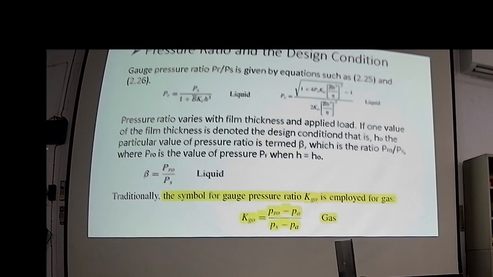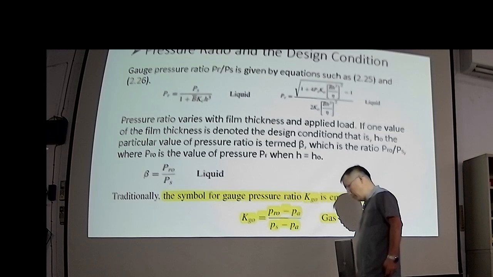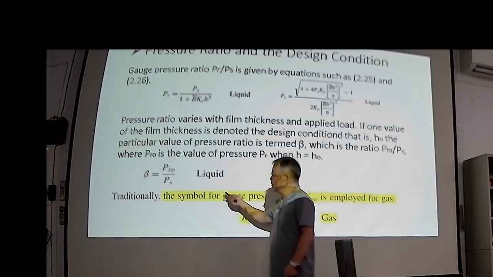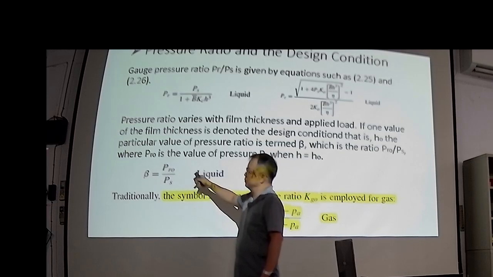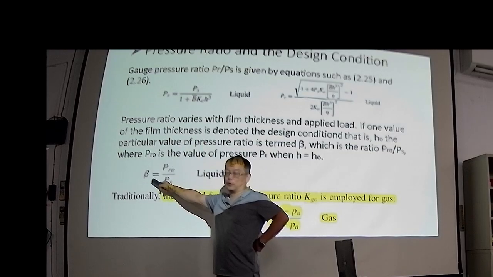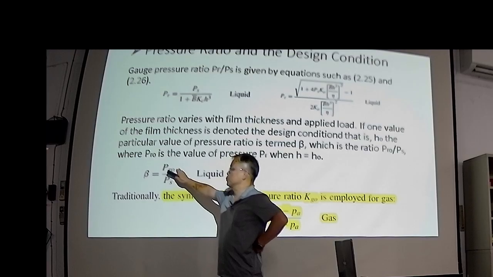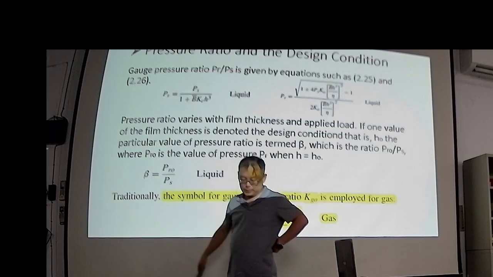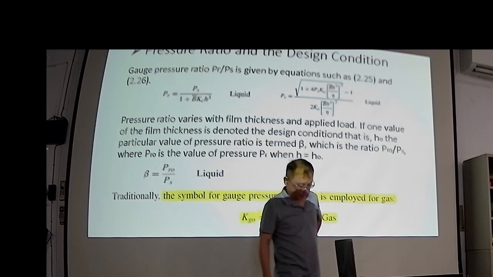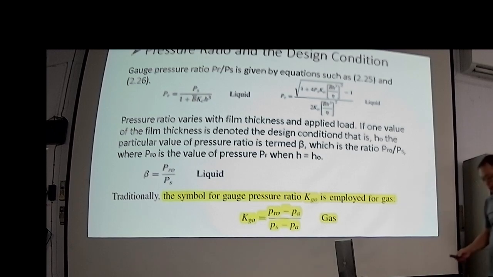And last time we also talked about the pressure ratio for the oil hydrostatic bearing or liquid hydrostatic bearing. The pressure ratio, beta, equals PR divided by PS, the recess pressure divided by the supply pressure. This is called the pressure ratio.